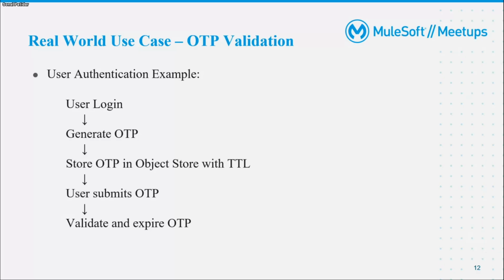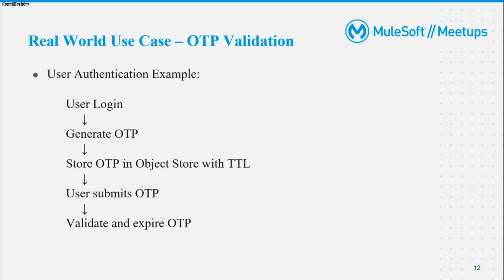And this is the real world use case like OTP validation. In this use case, when user logs in, we generate an OTP and store it in object store with the TTL. Here, TTL is time to live. It means how long our data should stay in object store before it automatically expires. When we set the TTL like 1 minute or 60 seconds or 30 seconds, after this duration, the OTP or the stored value will automatically expire.